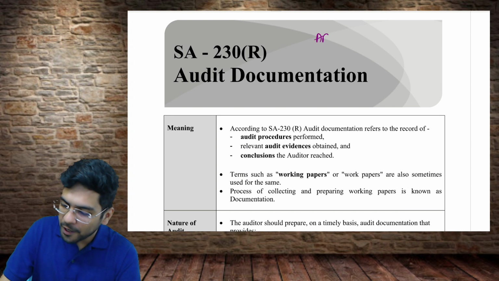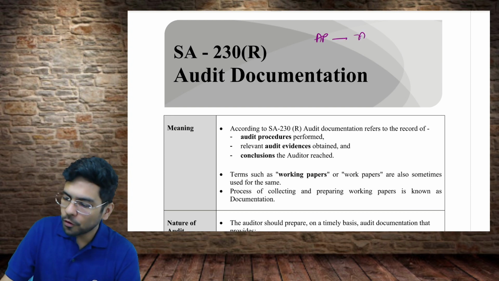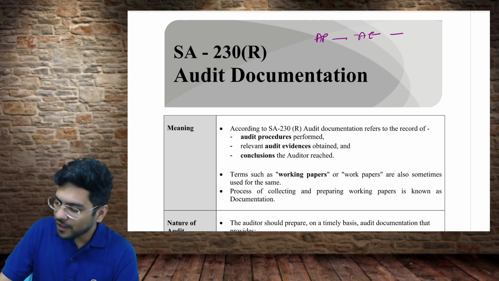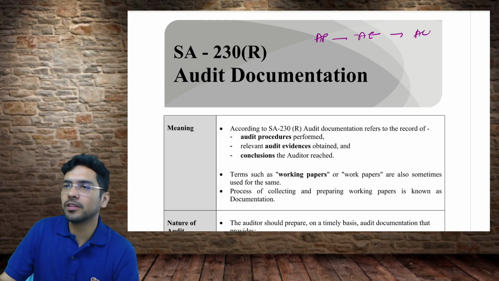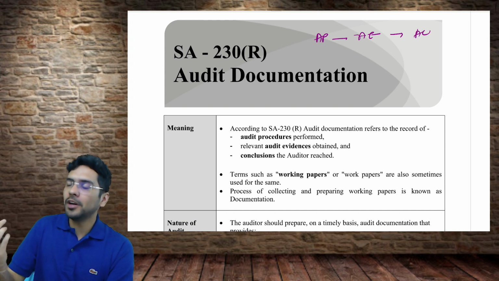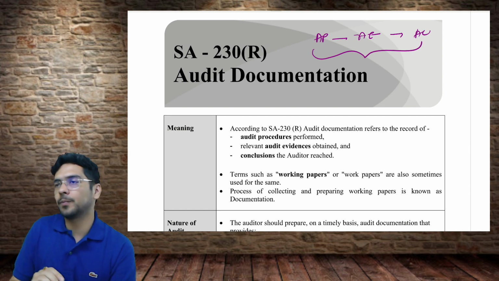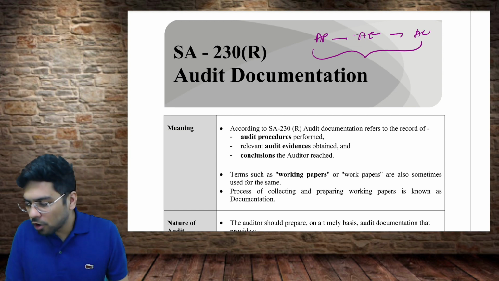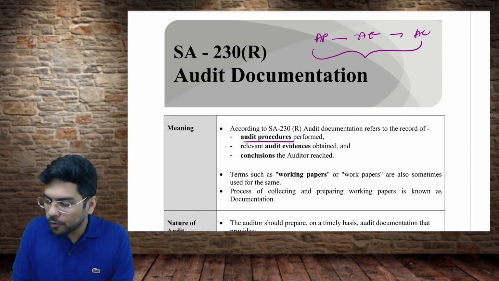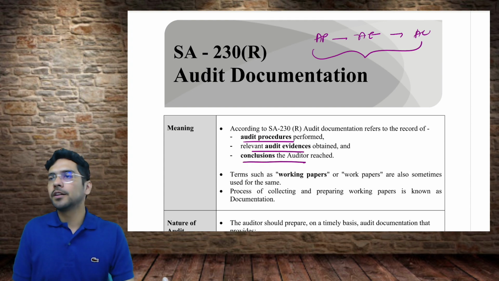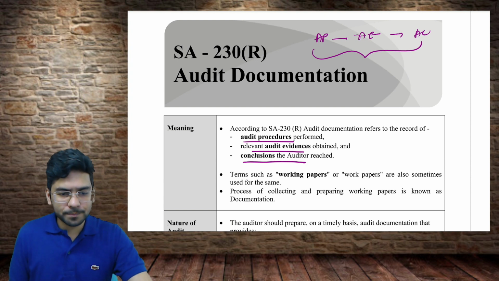Okay, so when you apply audit procedures, then you get something called audit evidence, and then you draw audit conclusions on the basis of evidence. So audit documentation means recording all these three aspects. Audit documentation refers to the record of audit procedures performed, the evidence that you have obtained, and the conclusions the auditor has reached. Okay, all right.